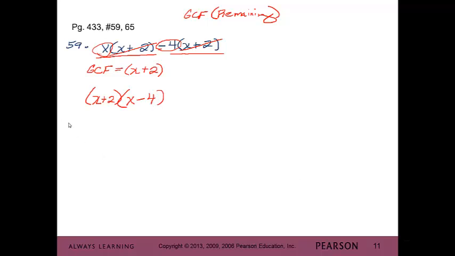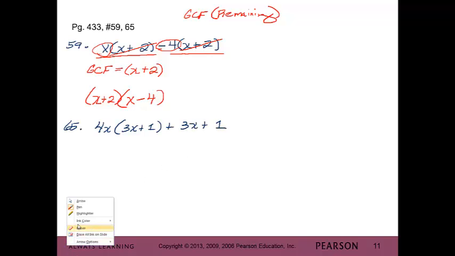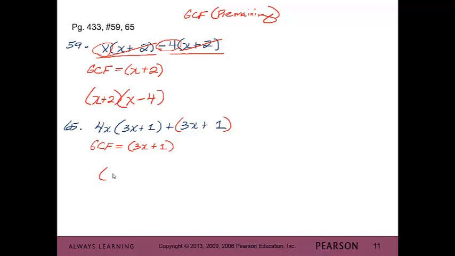Alright, let's try number 65. So this time we have 4x times parentheses 3x plus 1 plus 3x plus 1. So remember, we're looking for what we have in common. I see a 3x plus 1 and I see another 3x plus 1, however it is missing the parentheses. So let me put the parentheses around it. So my GCF is going to be what I see repeating, which is the 3x plus 1. Don't forget your parentheses. And then I factor, so I have my 3x plus 1.